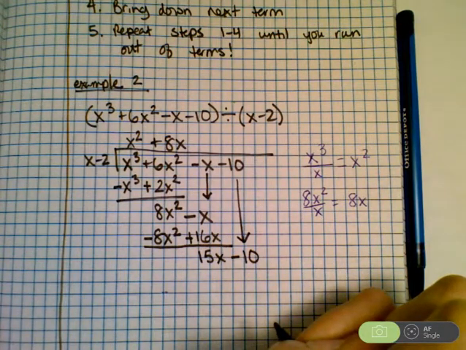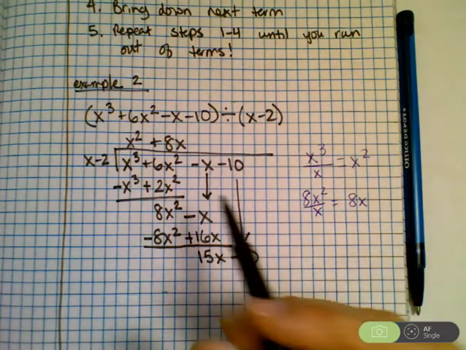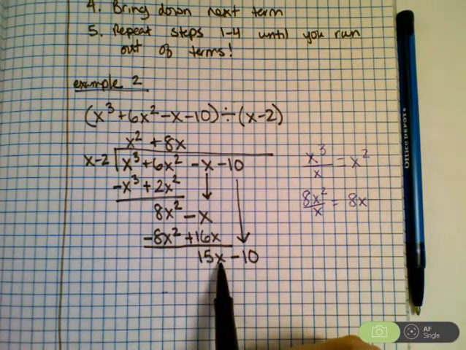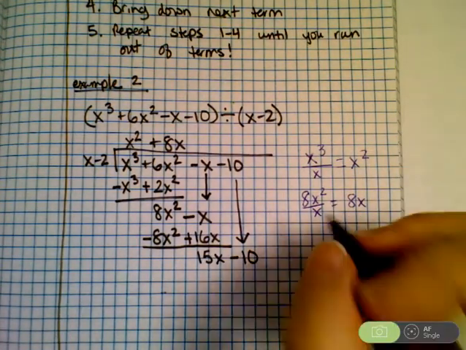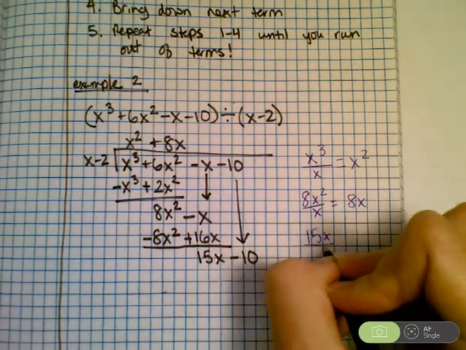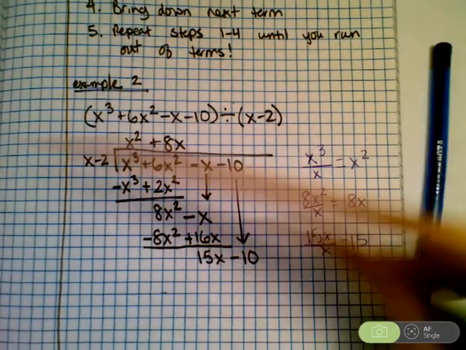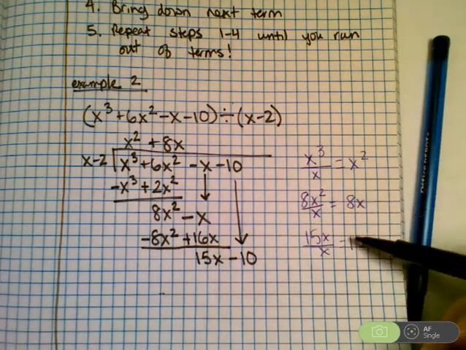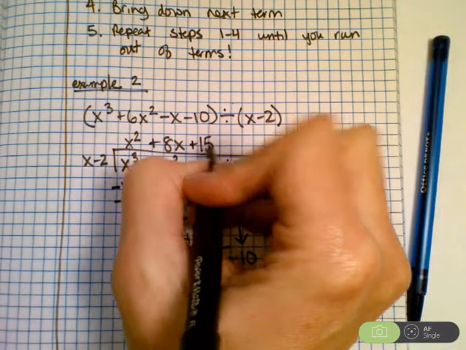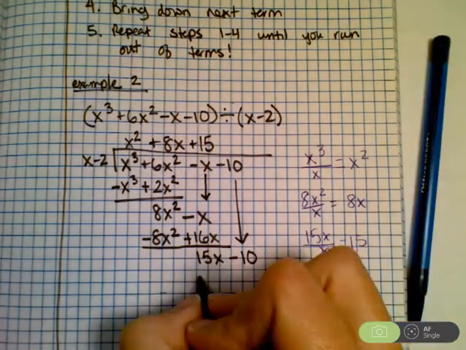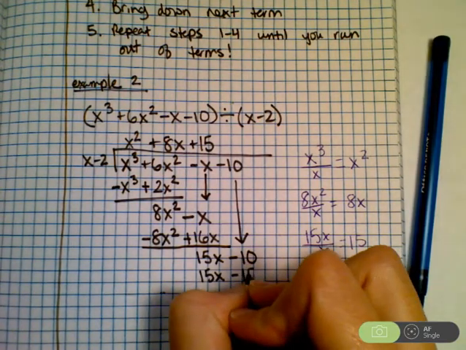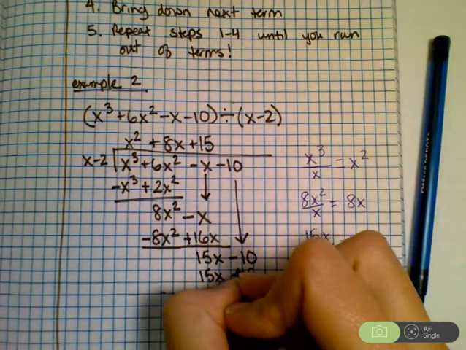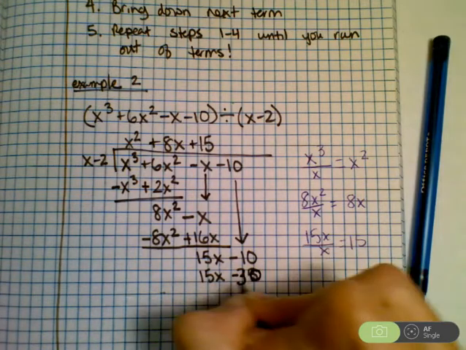Now I need to start over again. Step 1, divide 15x divided by x. So 15x divided by x is just 15. Notice these numbers are always the ones that go on top. So I put plus 15 there. 15 times x is 15x. 15 times negative 2 is negative 30.